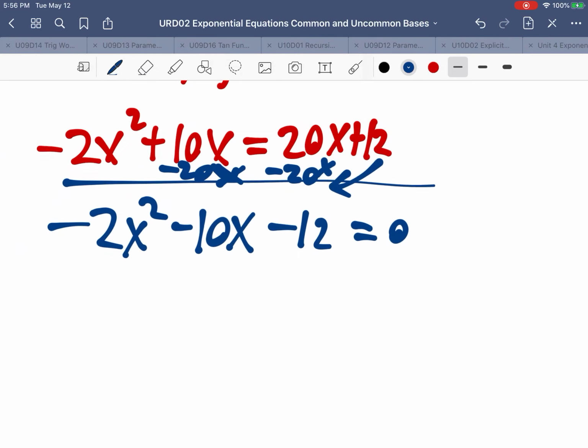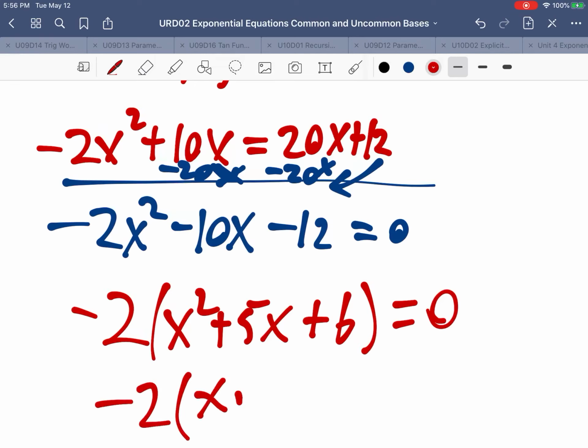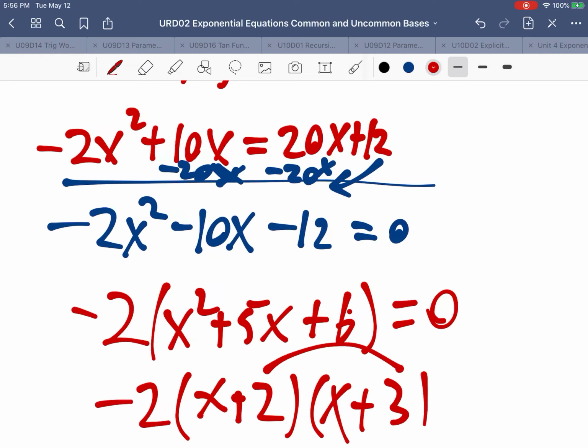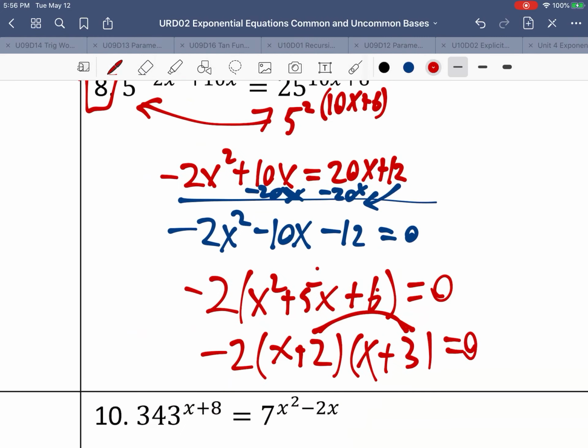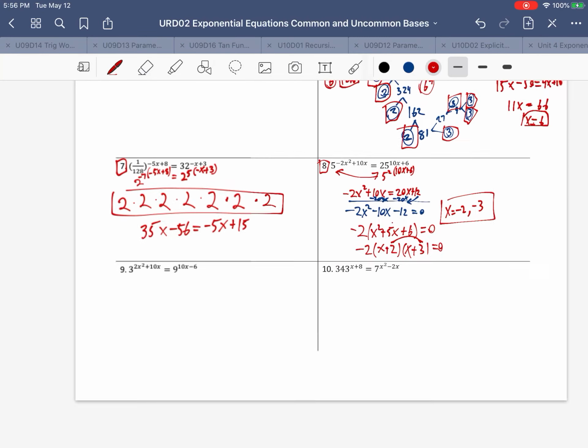And now it's a matter of factoring. So firstly, there is a GCF here of negative 2. So I'm going to divide everything here by negative 2 and get x squared plus 5x plus 6 equals 0. This can be factored very easily. So this is going to be x plus 2 and x plus 3, because 2 times 3 is 6, and 2 plus 3 is 5. And that means the solutions to this problem are x equals negative 2 and x equals negative 3. So these are the x values that solve this equation.